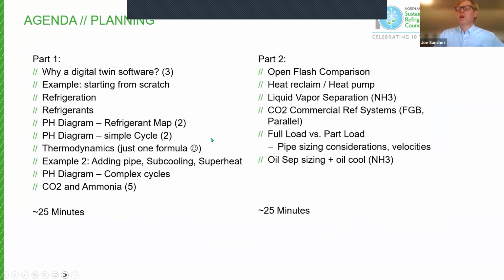I'm not going to walk through the agenda, but basically I've planned to split it into two parts. The first is more PowerPoint, and the second part is more example-based. I'm biting off a lot here today, I'll be honest, for a webinar, trying to introduce a new type of software and what goes into modeling. But to use it, we also need to understand pH diagrams and cycles, because we're not just looking at components, we're looking at the whole system. And then I'll try to do a lot of live demonstrations with it at the end.